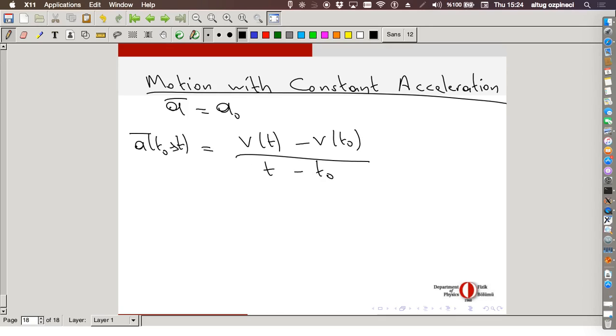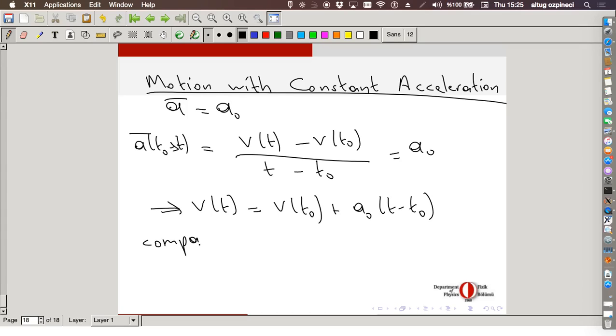This is the definition of average acceleration. But since the acceleration doesn't change, the average is always the same. So from here, we know that v of t will be its velocity at the initial time plus a0 times t minus t0. Just compare with x of t equals x of t0 plus v0 times t minus t0. They look exactly the same because the definitions are analogous. You see? Instead of velocity here we have the position, instead of acceleration we have the velocity. Now we are just repeating the definition.